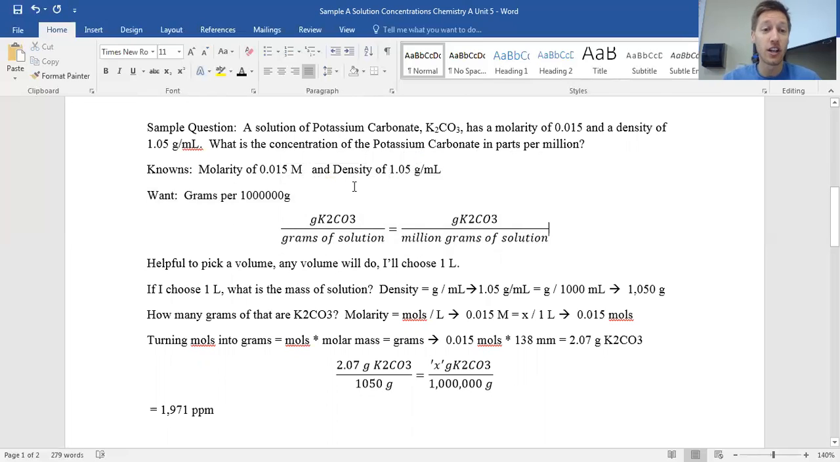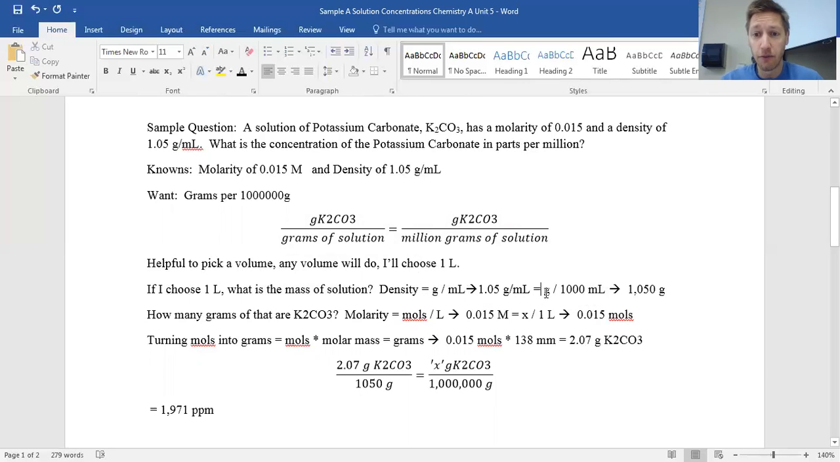If you're given a concentration and you want to know the total mass, we can just pick a volume. Generally, it's helpful to pick a volume of 1 liter, because it lets you find the moles without doing any math. So let's choose a volume of 1 liter. If I choose a volume of 1 liter, I can find the mass of solution because density is mass over volume. So density is grams per milliliter. We chose 1 liter, and 1 liter is 1,000 milliliters.